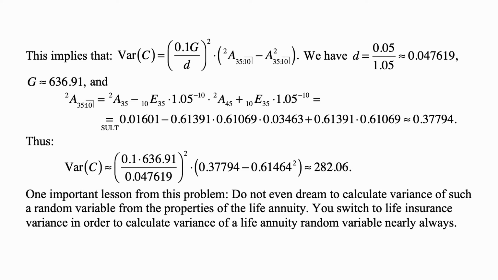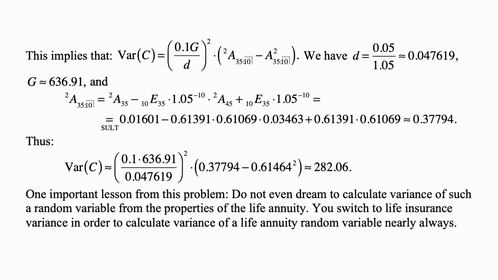Of course, d is 0.05 over 1.05. It's approximately 0.047619. G is approximately 636.91. And 2A35:10 is equal to 2A35 minus 10E35 times 1.05 to the negative 10, times 2A45. That's because of the doubling of force of interest that we need to take into account. So this is multiplied by 10E35 to get the double force of interest effect. Because it's an endowment policy, it's not just life insurance, so we need to account for that endowment payment.